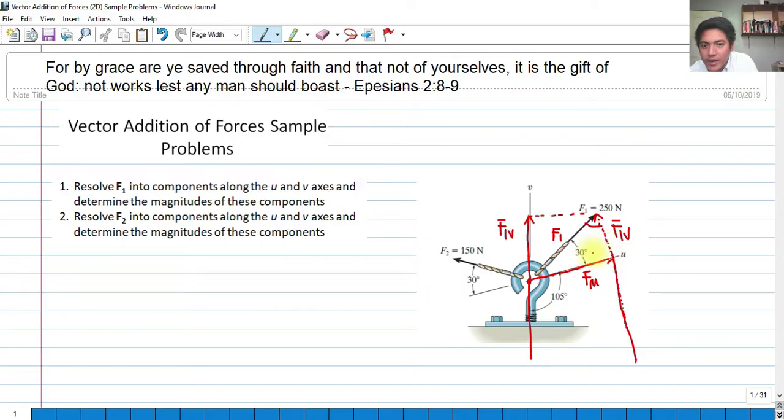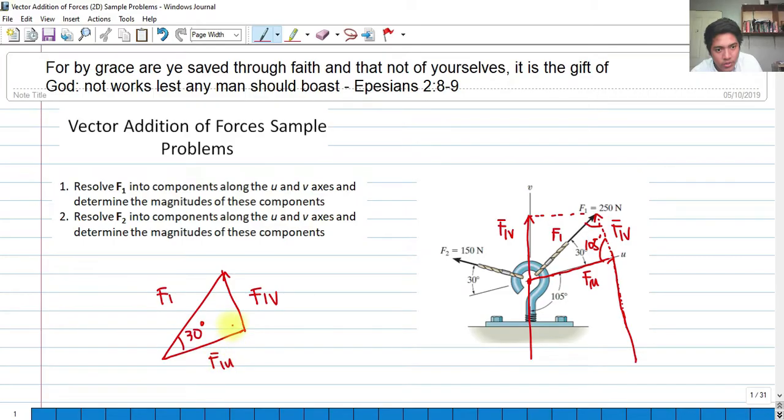I don't know if vertical angle is the correct term, but this angle should be the same as this because technically speaking, this is also F1v. This has a 105 degrees angle, then therefore it's vertical from the axis, so this should be 105 degrees also. So if I'm going to redraw it, such that we can visualize it more, this is our F1. This is 30 degrees. This is our F1v. This is our F1u.